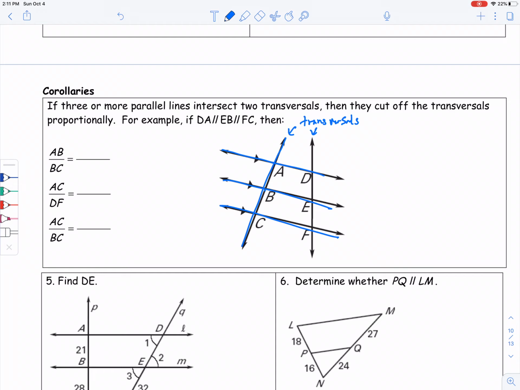proportionally. Okay. So each of these chunks are proportional to the other side of the transversal if all of these lines are parallel. Okay, so let's see what patterns and proportions we could set up. AB over BC. So let's take a look at AB, and BC. Okay, so if I'm matching up to the other side, AB is corresponding to DE, and BC is corresponding to EF. So the proportion would equal DE over EF.